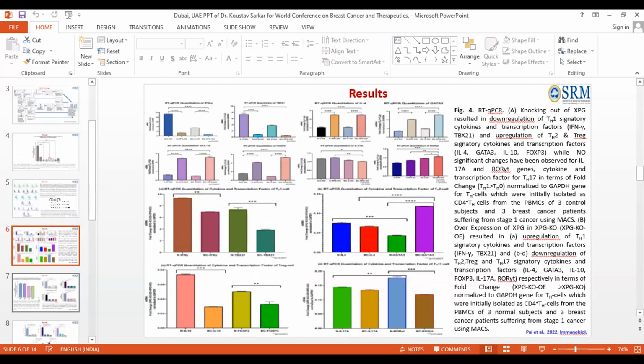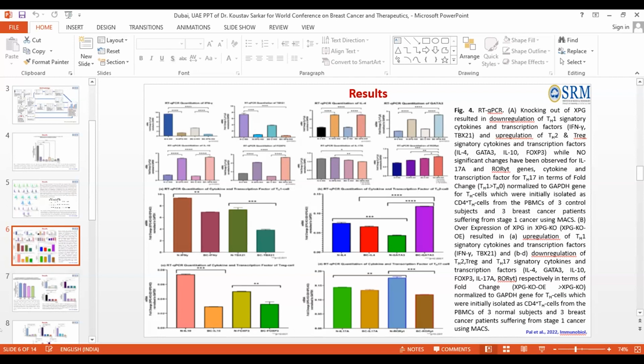So next, we have shown some RT-qPCR data, which shows the downregulation of the cytokines and transcription factors mainly associated with T helper cell differentiation, especially TH1, like TBX21 and also IFN gamma, which are downregulated in the CRISPR-Cas9 knockout system, but upregulated when we overexpress it. And we have also seen that IL-4, GATA3, IL-10, IL-17A and RORgamma T are highly expressed when we knock out the XPG, and a reverse effect when we overexpress the XPG. That means XPG plays a crucial role in modulating the T helper cell towards TH1ness and diminishing the TH2ness, TH17ness and Tregness.